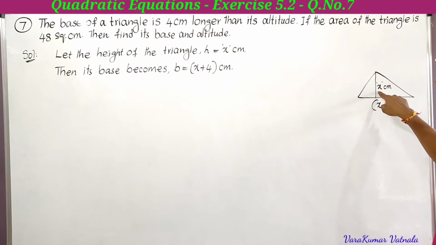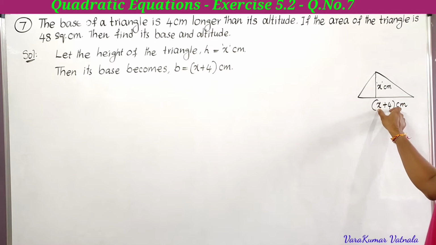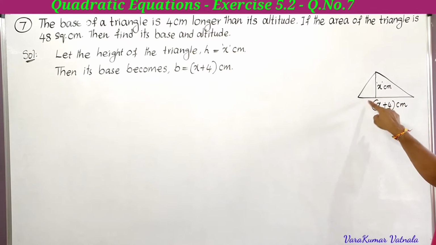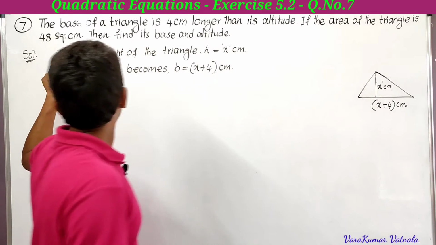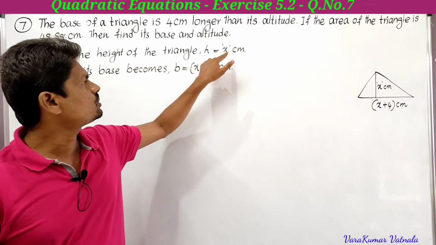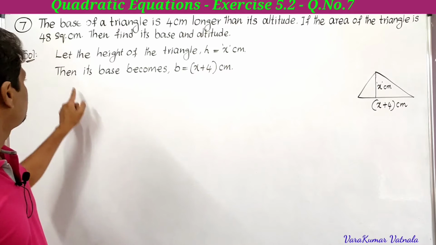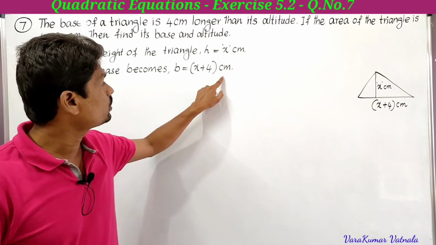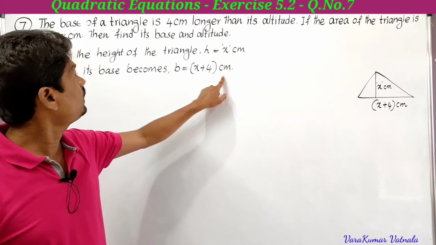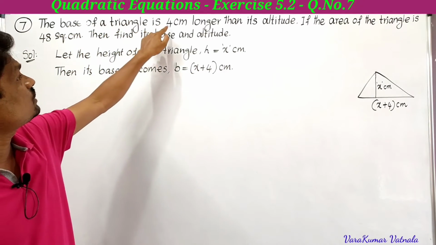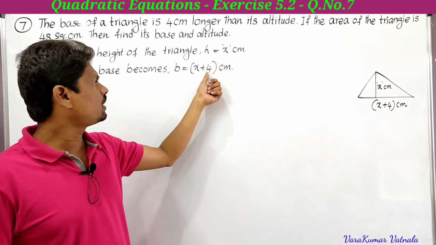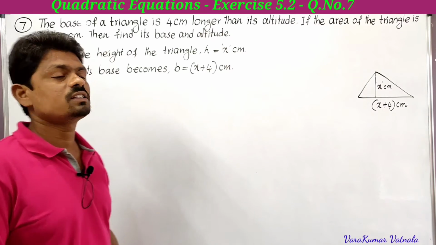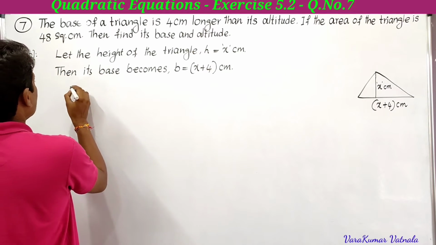So let the height of the triangle be x. Since the base is 4 centimeters longer than altitude, the base becomes x plus 4 centimeters. So that we have to write. See here, let the height of the triangle h is equal to x centimeters. Then its base becomes b equal to x plus 4 centimeters. Why? He is saying that the base of a triangle is 4 centimeters longer than its altitude. Altitude is nothing but height. So longer means we have to add plus 4. But its area is equal to 48 centimeters square, he has given.